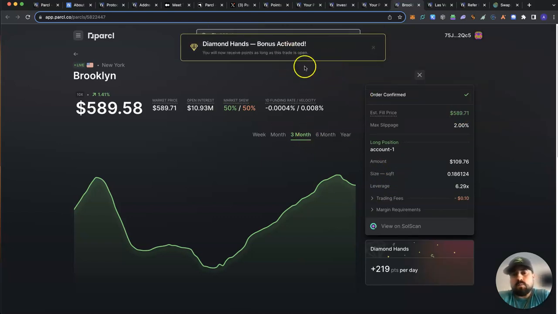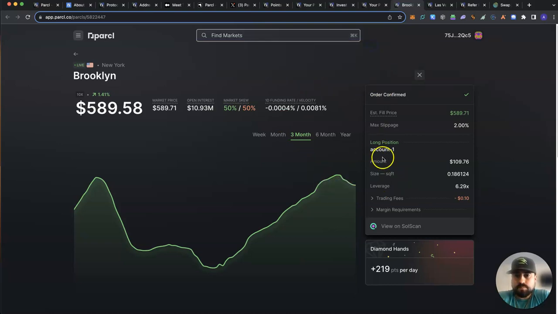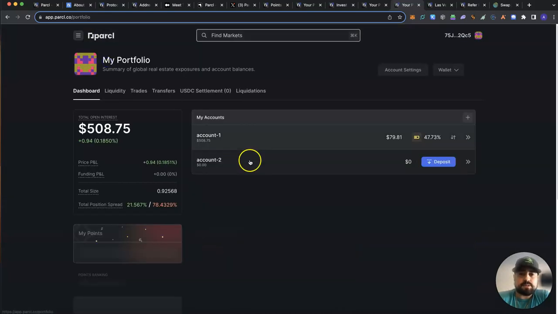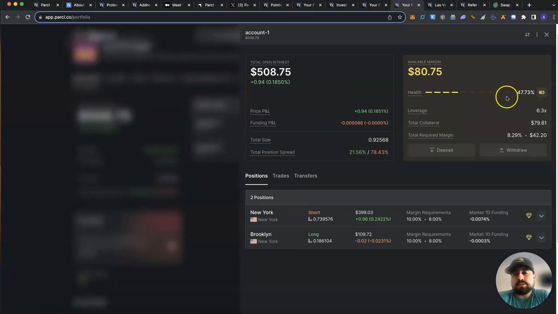All right, so now with this one here, you can see I would be getting 219 points per day based upon this trade, and you would have your position size right here. And so this tells your health, the total 6x leverage. See, I oversized myself over here, which I'll just add some funds and then basically bring this up to $400 value, to match the long to short. But the total open interest is $508, and so I'm receiving points on all of that on a daily basis.